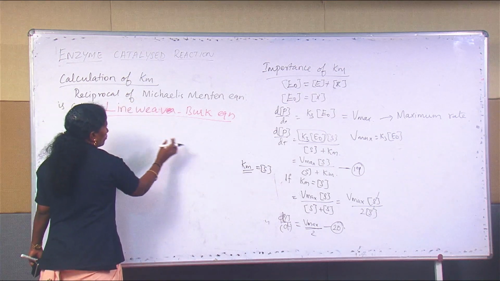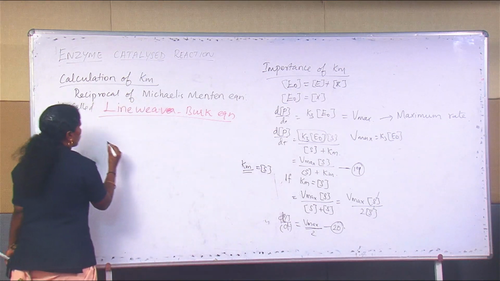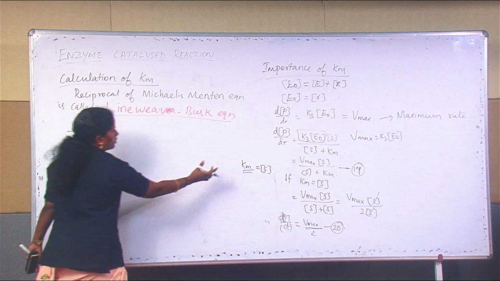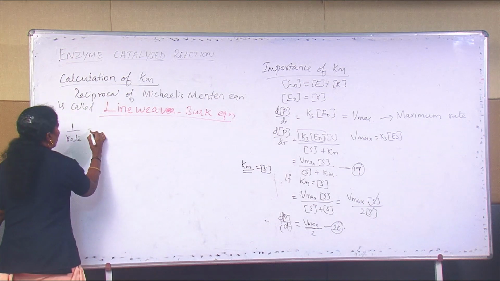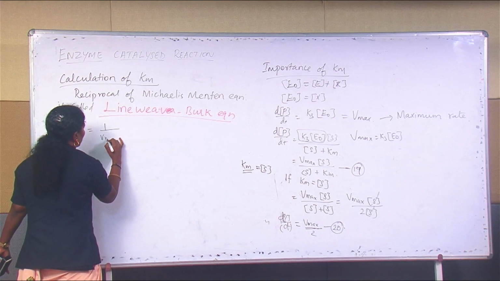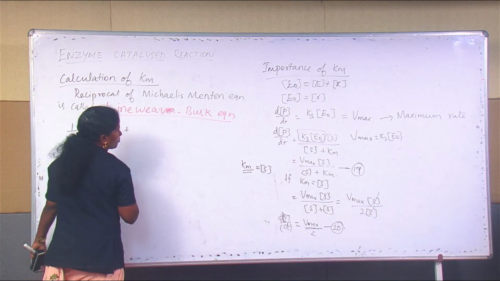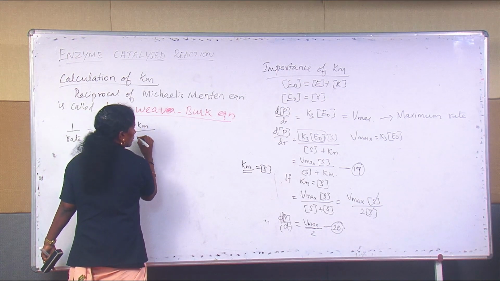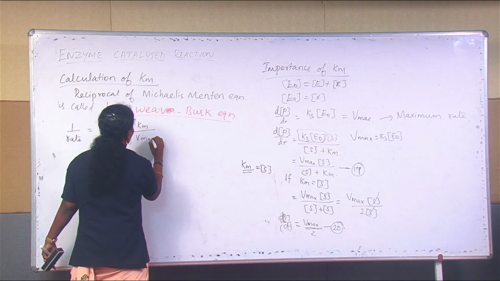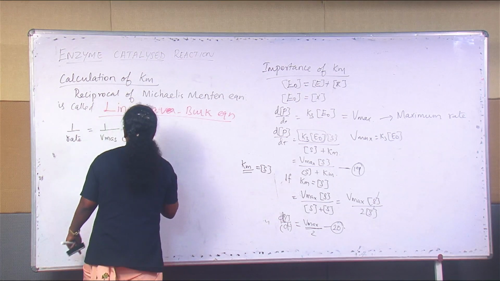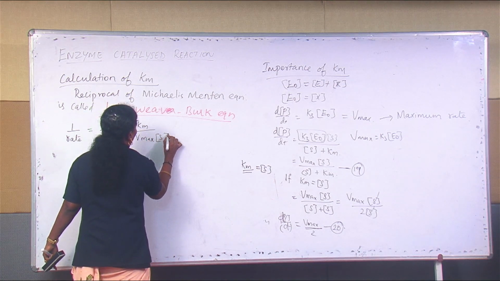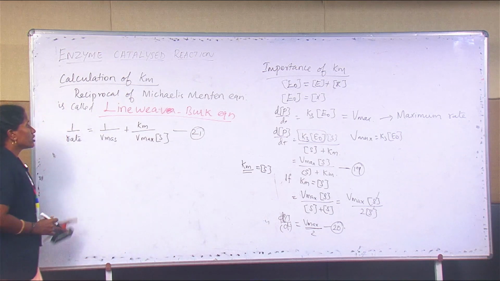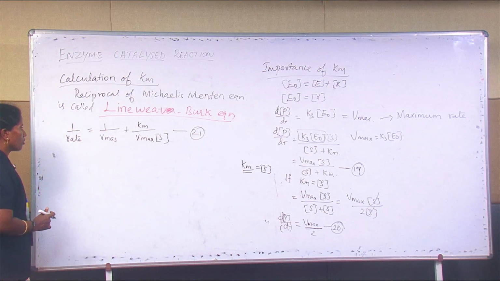So from this equation, we can write the reciprocal equation. So 1 by rate equal to 1 by Vmax plus Km by Vmax into substrate. So this is equation number 21. So this equation is called the Lineweaver-Burk equation.